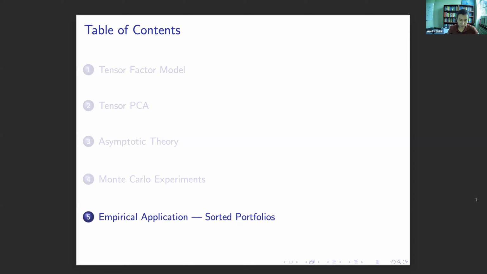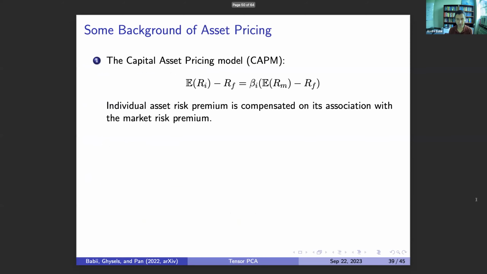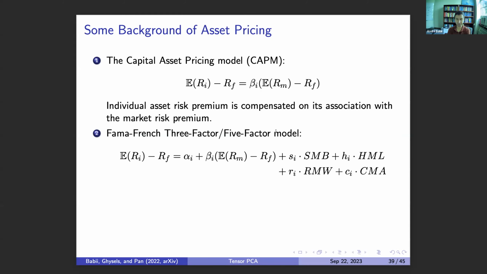Okay, so that's it for Monte Carlo simulations, and the last part of the presentation is the empirical application to asset pricing, namely sorted portfolios. So just to recall, the classical asset pricing model is the capital asset pricing model, where we are trying to explain the excess returns using the market factor, and we have some loadings for different assets. And we have the individual asset risk premium, which is compensated on its association with the market risk premium.